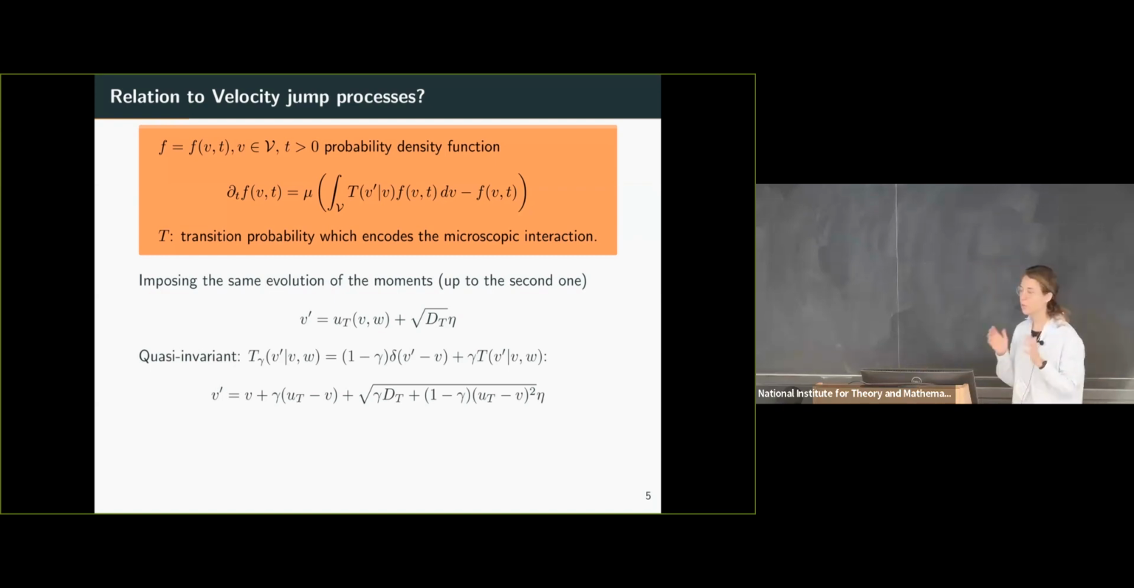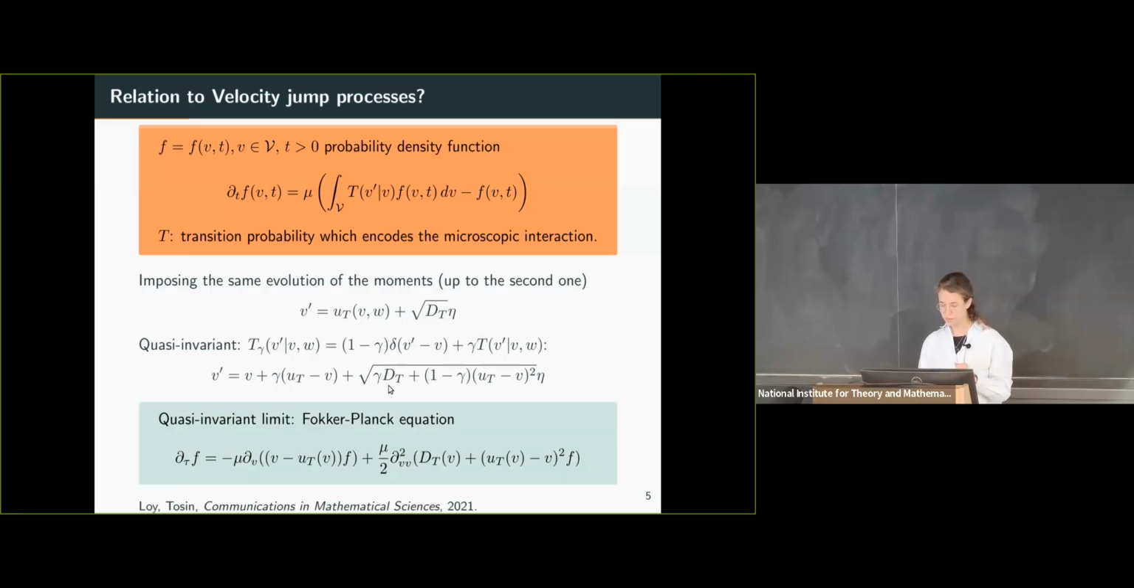We can consider a quasi-invariant limit for the transition probabilities. So we consider a small quasi-invariant transition probability in which we tend to stay, according to this small parameter, in the previous state. And if we impose this equivalence of the moments, then we find this quasi-invariant interaction rule. By performing the quasi-invariant limit, we can reach a Fokker-Planck equation. And this Fokker-Planck equation is equivalent, in the sense of the zeroth, first, and second order moments, to this velocity jump process.